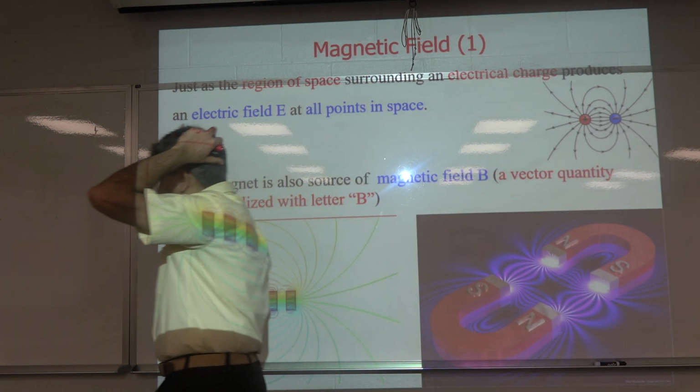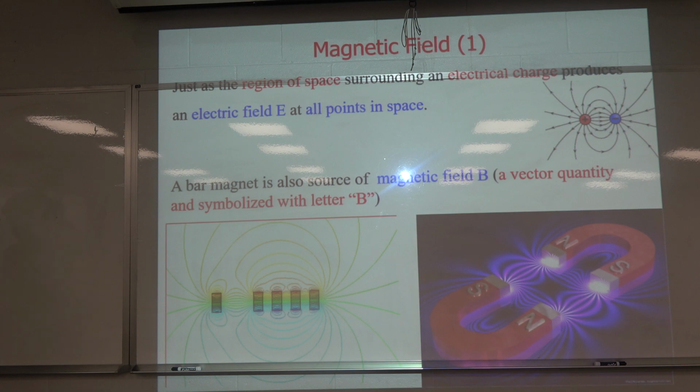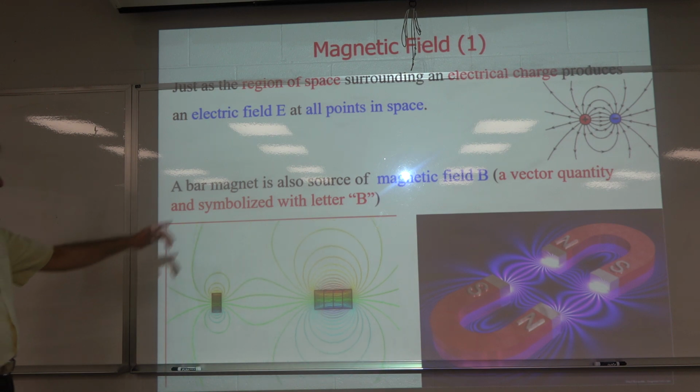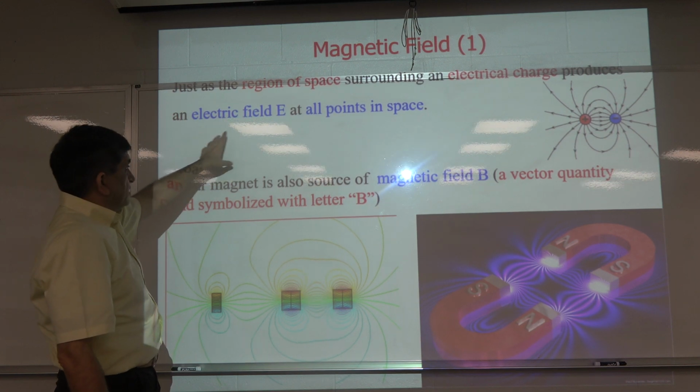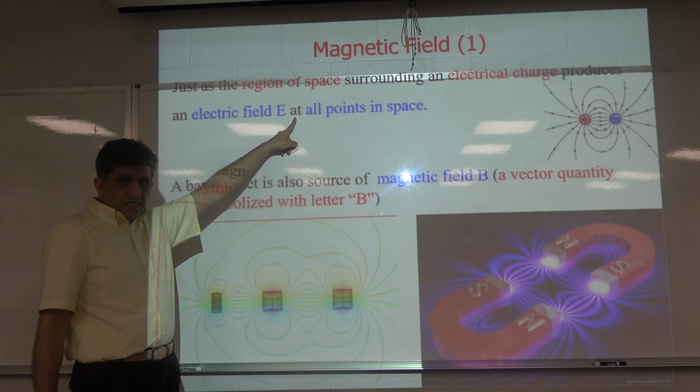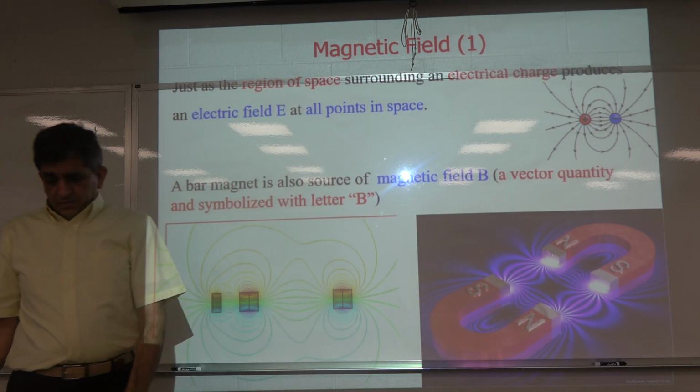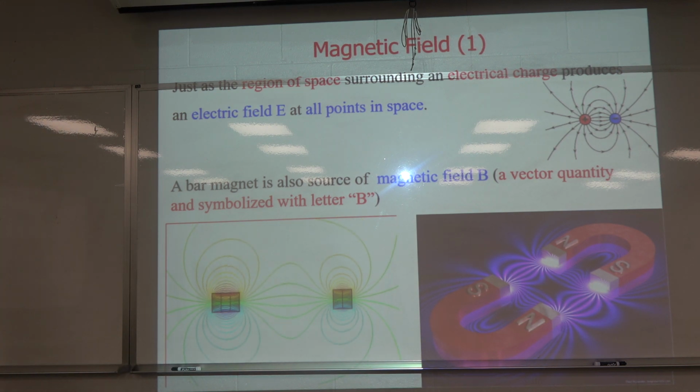Similarly, if I have a bar magnet, okay, the bar magnet also exhibits a magnetic field. Since the electric field is a vector quantity, the magnetic field is also a vector quantity. The electric field is represented with the letter E in the textbooks. The magnetic field will be represented with the letter B. Alright, this is also a vector.